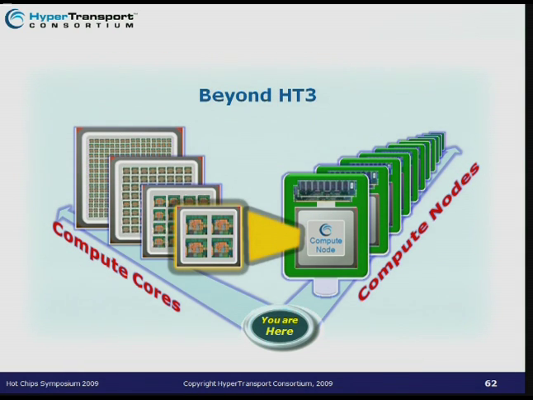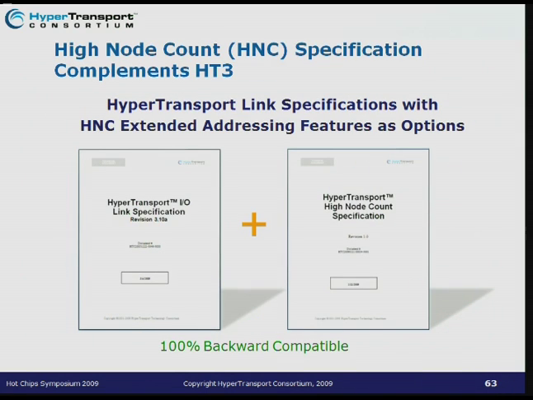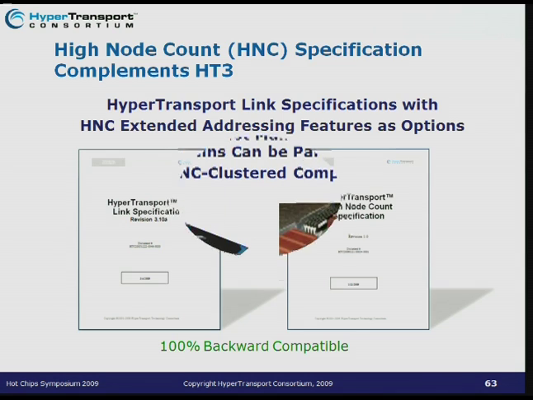So, beyond HT3, what are the recent developments? What are the plans for the future? As I mentioned before, one of the main constraints was the number of devices that could be addressed with HyperTransport packets. So we needed to define packet formats that provide support for addressing a much larger number of nodes, and so we did. We developed the HyperTransport high node count specification that's 100% backwards compatible with the 3.1 specification, and at the same time provides support for addressing a much larger number of nodes.